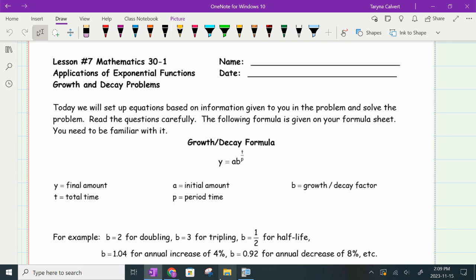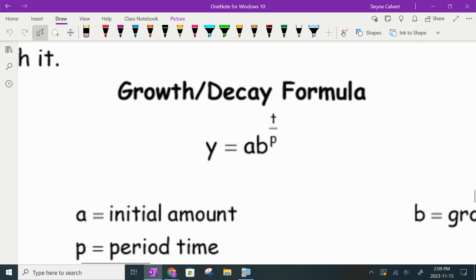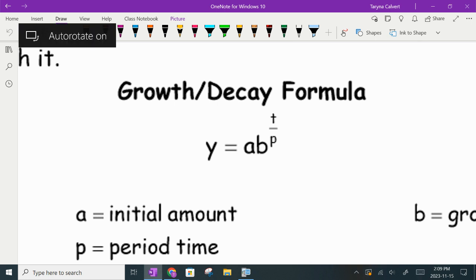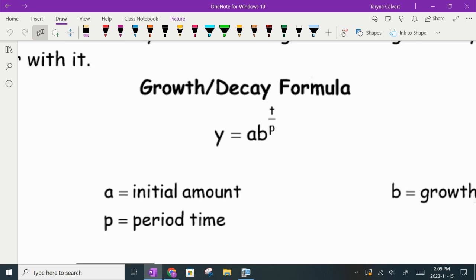If you have to build an equation, this is on your formula sheet. You will be using this formula to build your equations. We're going to go through this formula and what it means. Obviously you don't have any idea what it is yet, unless maybe you've seen it in science. Have you done some doubling and tripling and halving yet, exponential functions? No? Not a big deal.